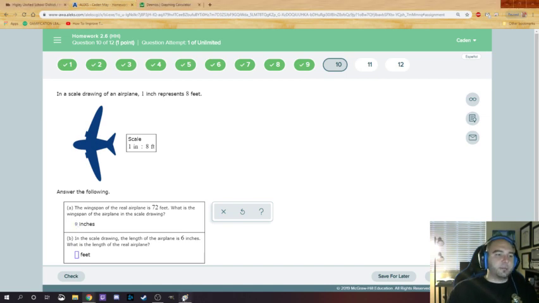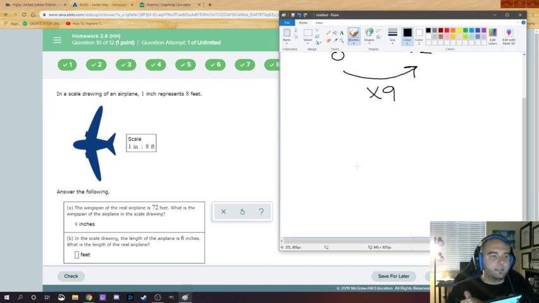I'm going to use that same thinking on the second part of the problem here. It says the length of the airplane is 6 inches. That's the scale drawing, right? So I'm going to use this again. 1 inch is to 8 feet. On the scale drawing, 6 inches is to how many feet on the real airplane?